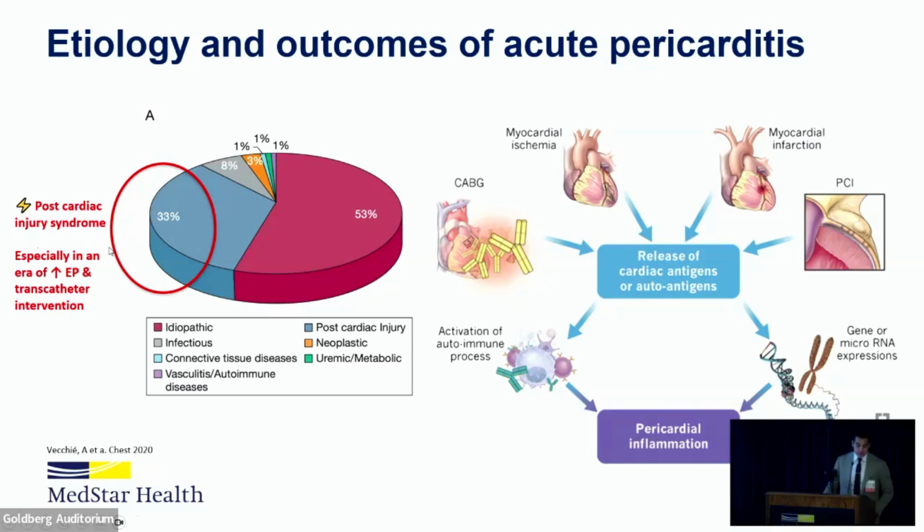And really, this is important in an era, especially since we're part of Washington Hospital Center, where we do a ton of these very advanced transcatheter procedures and ablations. So it is especially important to recognize that those procedures really carry a risk of post-cardiac injury syndrome as well.